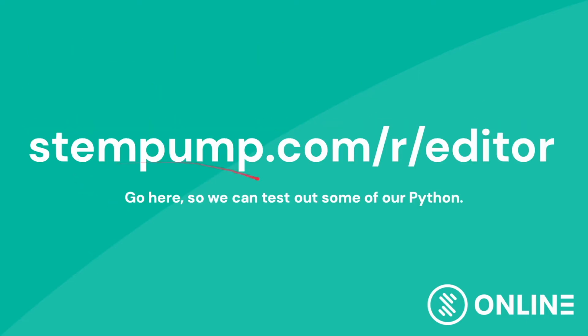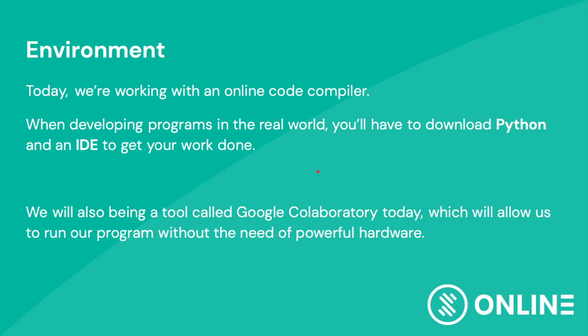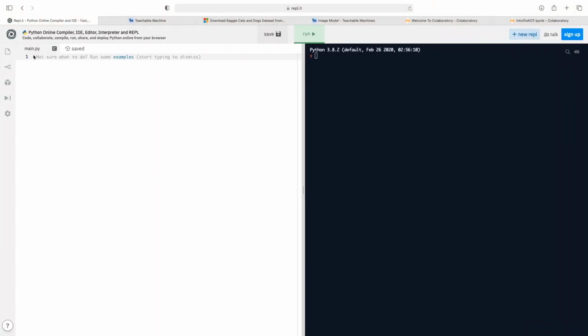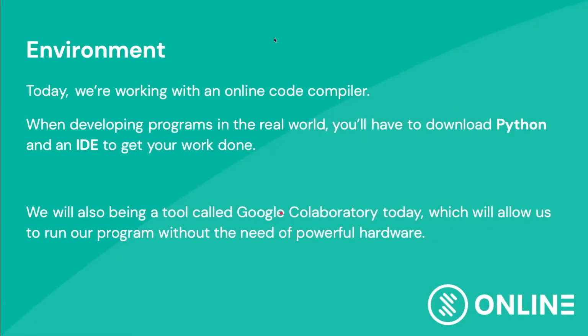So first, go to stempump.com/r/editor. We're going to be talking about our environment, and today we're going to be working with our online code compiler called REPL.it. When developing programs in the real world, like in a job or any real circumstance, most of the time you're going to have to download Python in an IDE to get your work done.